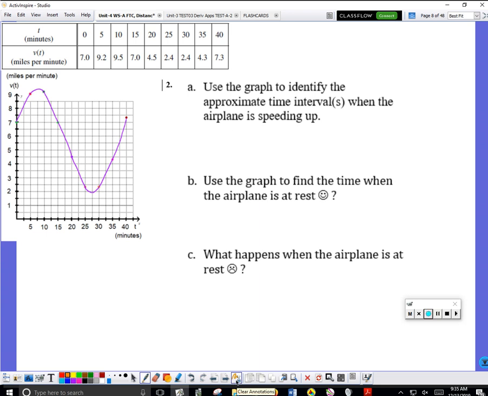Okay, answer 2A, please. Raise your hand when you have it. Actually, do 2A, B, and C.